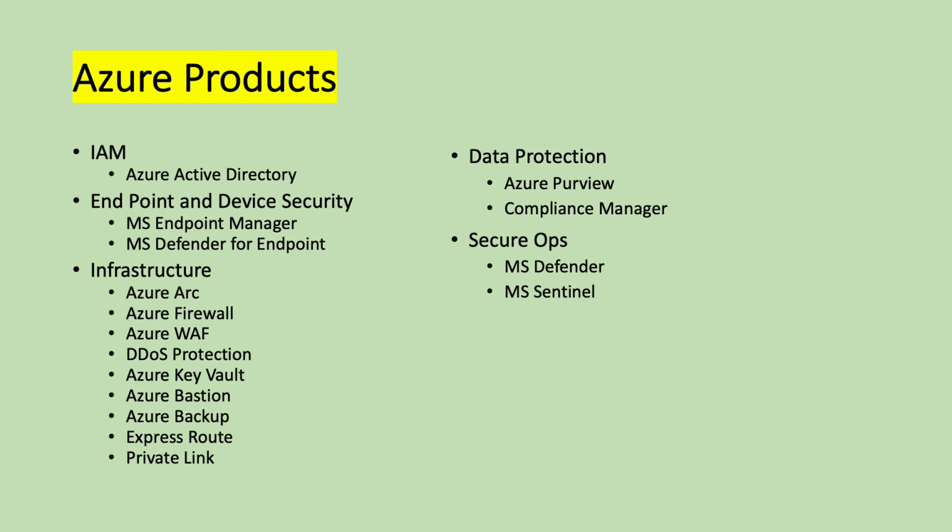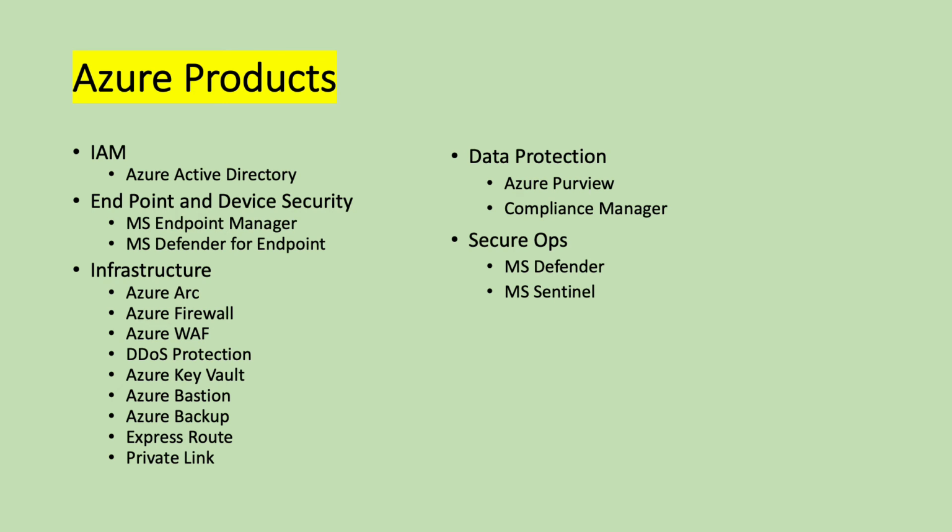So if we shift gears here, and we look at the Azure products that we use to do our zero trust across the actual technology pillars, we have our IAM, right? So we have our identity access and management, Azure Active Directory. We also have endpoint and device security, right, which is the Microsoft Endpoint Manager, Microsoft Defender for Endpoint. And then if we look at some of the infrastructure security components, we have Azure Arc, the ability to maintain, manage, and all that stuff, on-prem stuff.